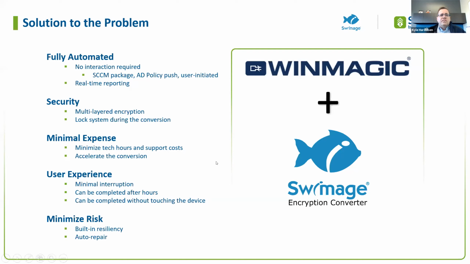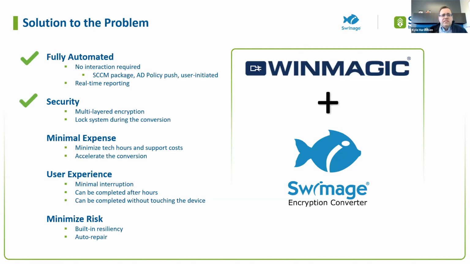First off, we've made a process that's fully automated. This is very important because you want a system that doesn't require a lot of tech touch time and that can run on its own and be very resilient. So no interaction is really required to do this. You can get it executed in a number of different ways: any type of remote execution is fine, SCCM package, AD policy push, or any other remote execution. Or you could make it user initiated. So it's really easy to push out and start the execution process. It also has real-time reporting as part of this feature, so that as a management team or project team, you can actually watch all the PCs get migrated from one type of encryption to another really easily on a single portal.